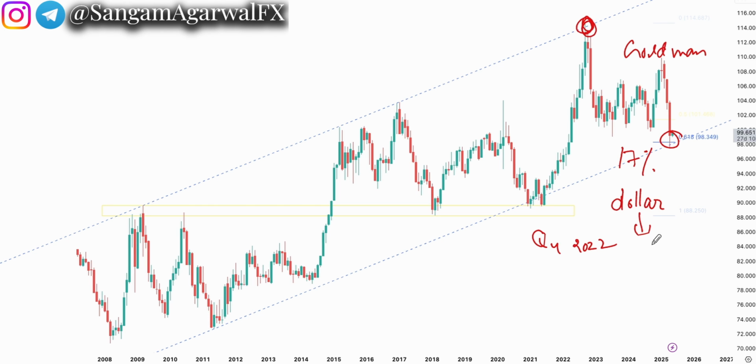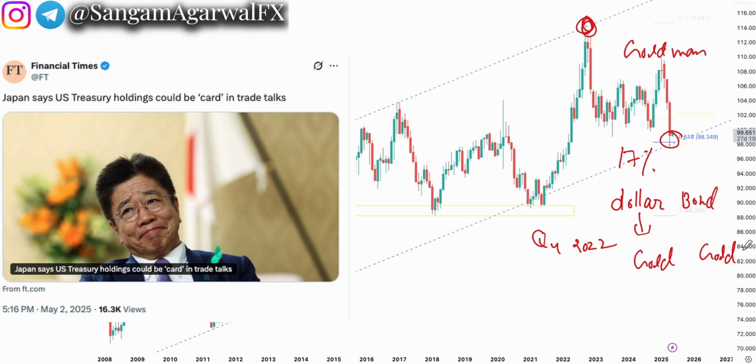will continue. Dump dollar, buy gold. Dump bond, buy gold. Even Japan is saying if they do not fix their tariff, then they will dump their treasury. Because anyone who dumps their bonds, their treasury, has only one option, gold. But this thing needs a correction. So in the upcoming week the dollar can stay up.